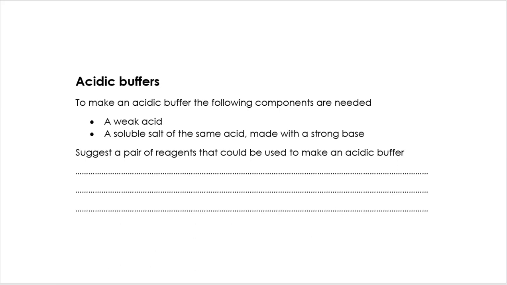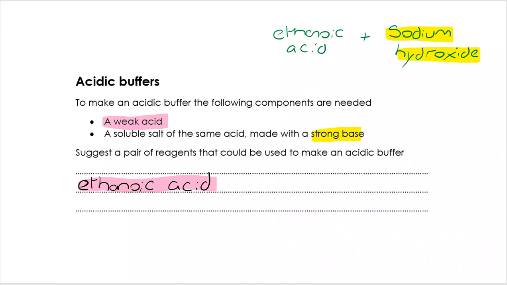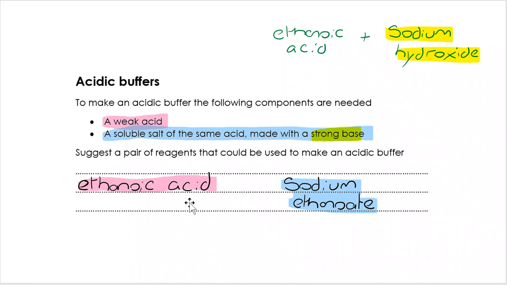So what might you use? Well, one of the most common ones is ethanoic acid as the weak acid. And if I were to take ethanoic acid and react it with a strong base, the strong base that I have in mind is sodium hydroxide, then the salt that I'm going to make from that is going to be sodium ethanoate. So I would take ethanoic acid and sodium ethanoate, and putting those together would be my buffer.